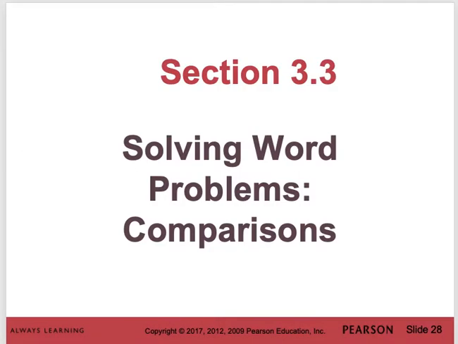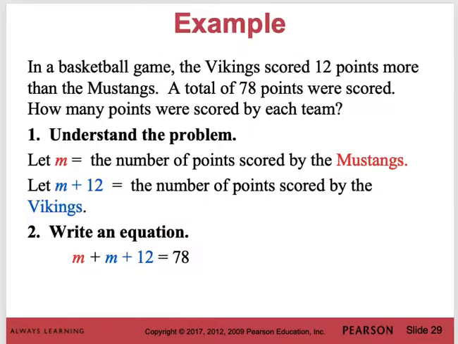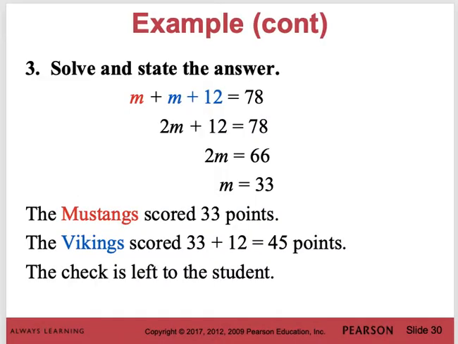In section 3.3, you're focusing on solving word problems with comparisons. Here's an example. In a basketball game, the Vikings scored 12 points more than the Mustangs. A total of 78 points were scored. How many points were scored by each team? So first we want to understand the problem. Let M, our variable, represent the points scored by the Mustangs, and M plus 12 represent the points scored by the Vikings. By writing the equation M plus 12 equals 78, we can solve and state our answer.